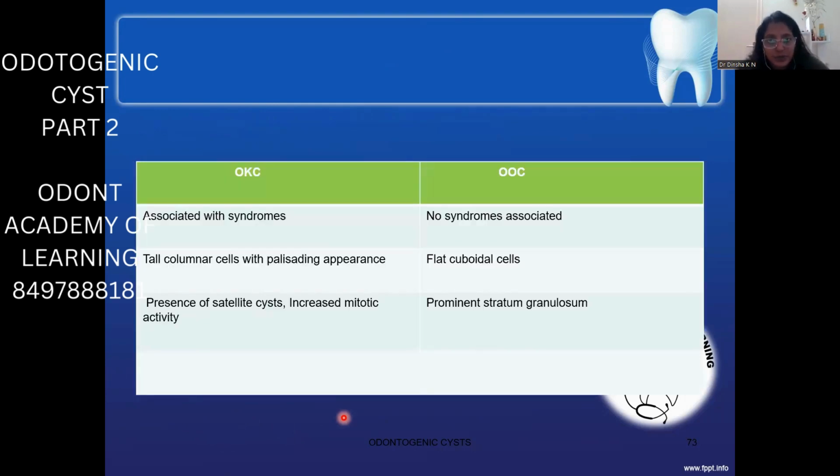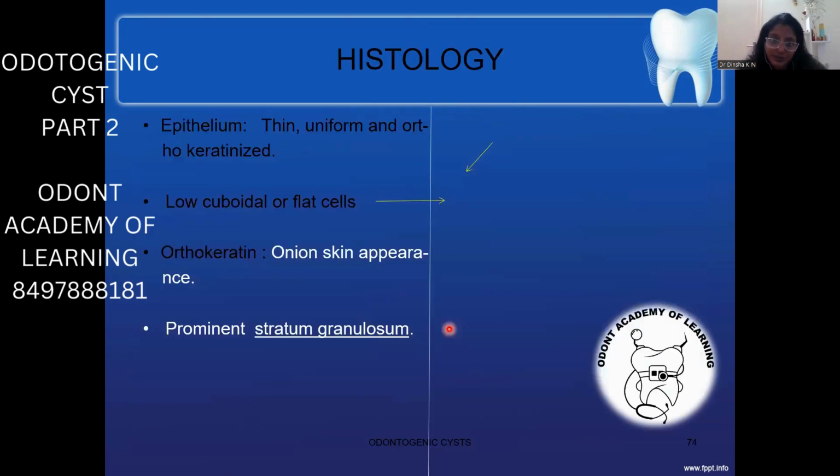So we shall see a few differences between this OKC and OOC. OKC is normally associated with syndromes, whereas OOC is not. It isn't that OKC will always be associated with a syndrome, no, but OKC can have an association. Under histopathology, OKC shows tall columnar cells with a palisading pattern, whereas in OOC we normally see flat cuboidal cells. In OKC there is presence of satellite cysts and the cells show increased mitotic activity, whereas in OOC you have a beautiful orthokeratinized epithelium which shows a prominent layer of stratum granulosum.